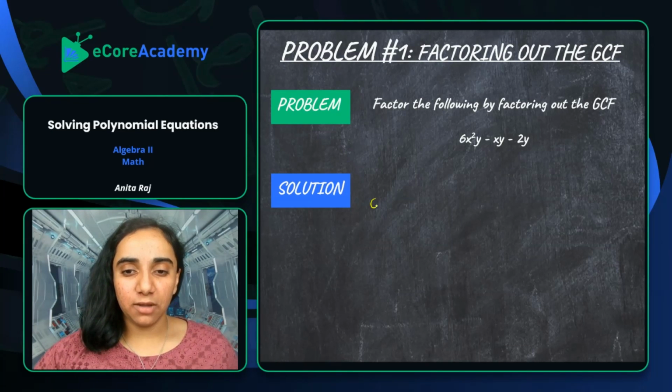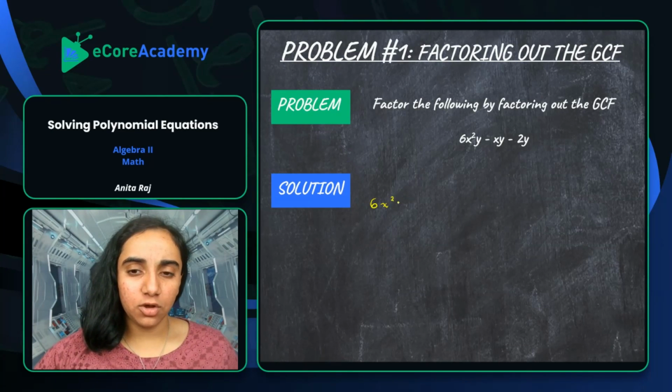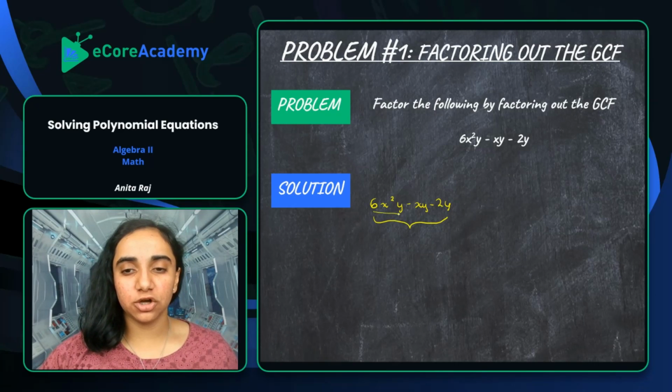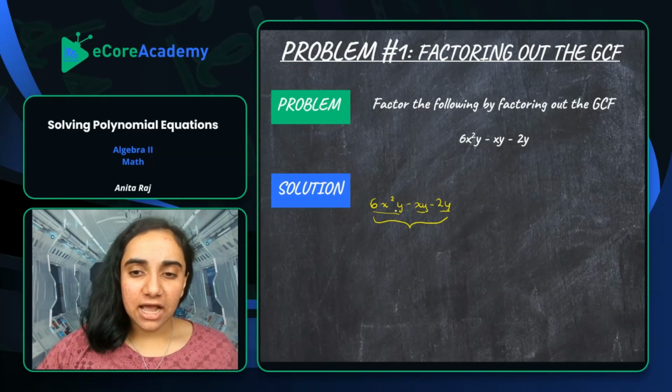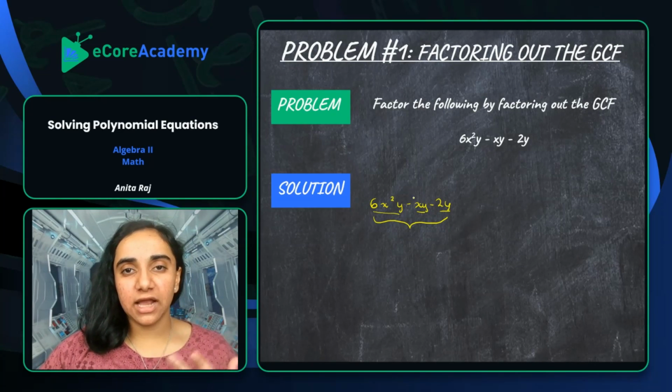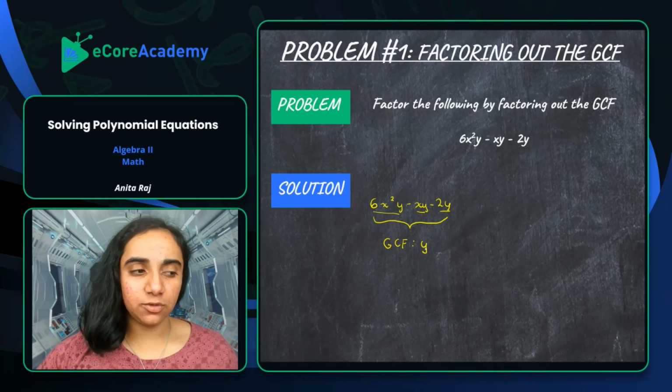All right, so here's our problem. 6x squared y minus xy minus 2y. So we're trying to determine what is the GCF? What can we pull out of each of the three terms here? Well, if I look at each of them, they each have a y. So we're looking for what they have in common. So our GCF, that's the only thing they have in common. They all have a y. So our GCF is going to be y.